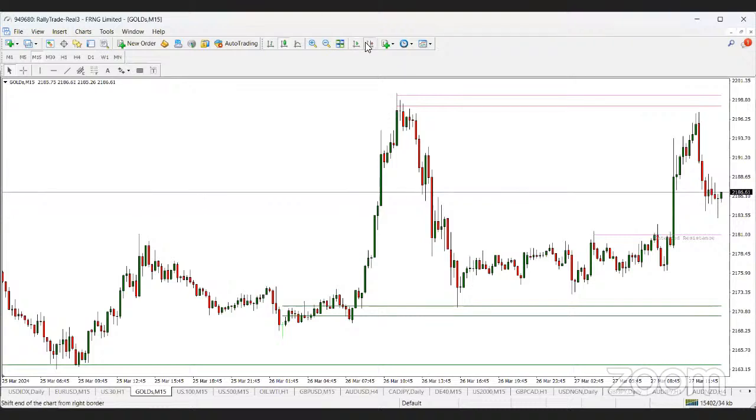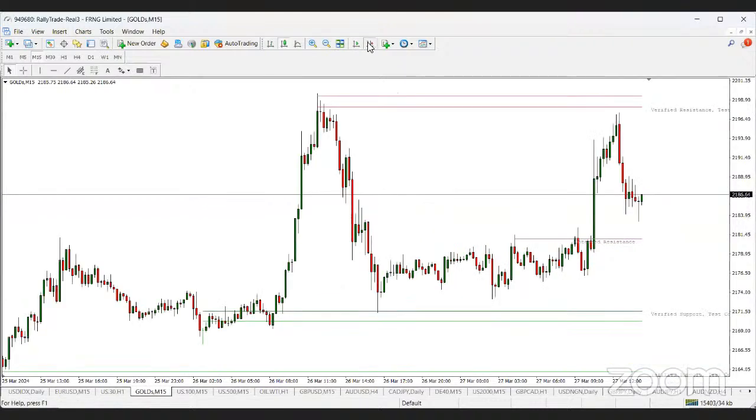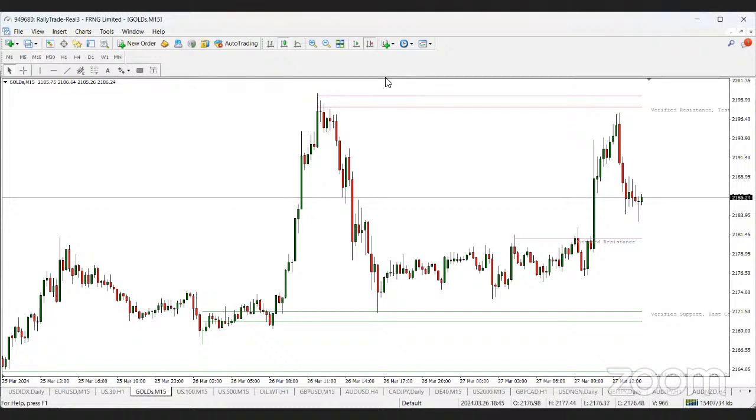I still feel like there's room for gold to push back to the upside. Although on 15 minutes here, we can see that range very well. We can see that range starting from here, how it has been giving higher lows, and from there it pushed up.